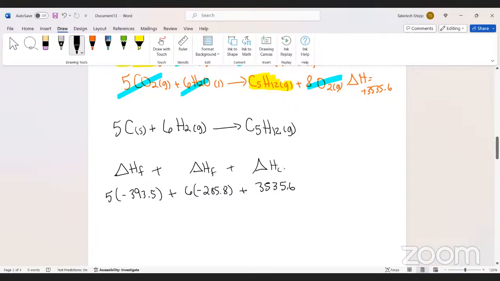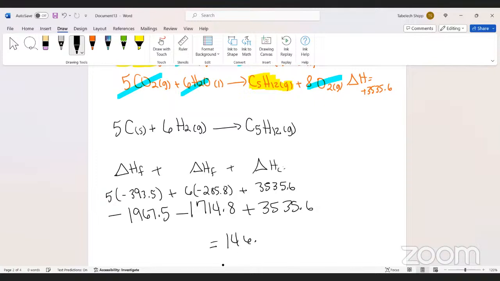Okay, let's plug these into our calculator because it is a lot. 5 times negative 393.5. You're welcome. I get negative 1967.5 minus 285.8. That's negative 285.8 times 6. And I get 1714.8 plus 3535.6. Okay, here we go. We got to put all these numbers into the calculator again. 1967.5 negative minus 1714.8 plus 3535.6. And we get 146.7 kilojoules per mole as our final answer. Okay, that is our final answer here for this particular problem.